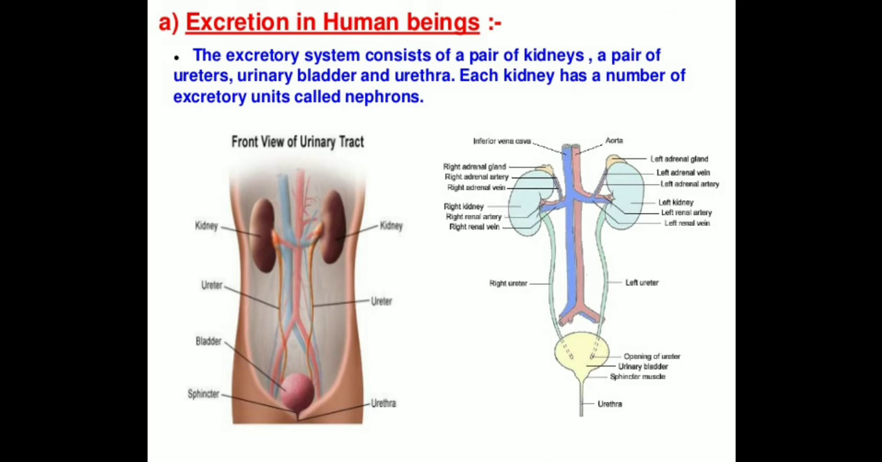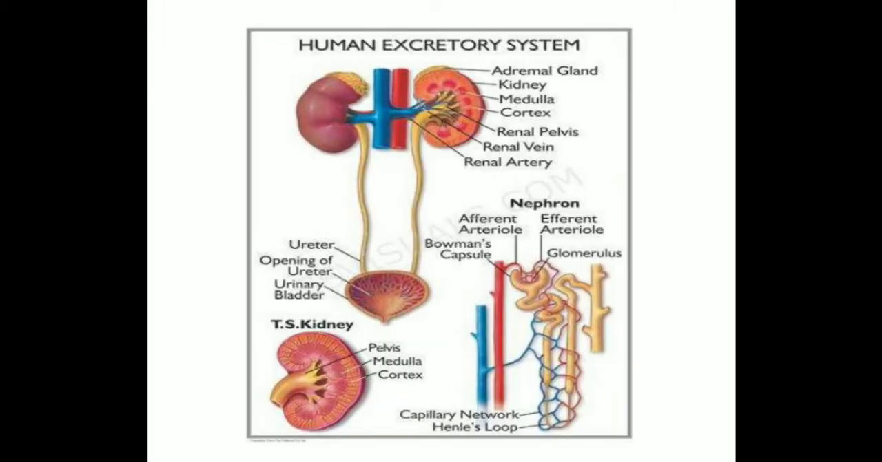The excretory system in human beings contains a pair of kidneys, a pair of ureters, the urinary bladder, and the urethra. Each kidney has a number of excretory units known as nephrons. Again, these are the details of the human excretory system. You can see the transverse section of the kidney also. The outer part is known as the cortex, whereas the inner part is known as the medulla.